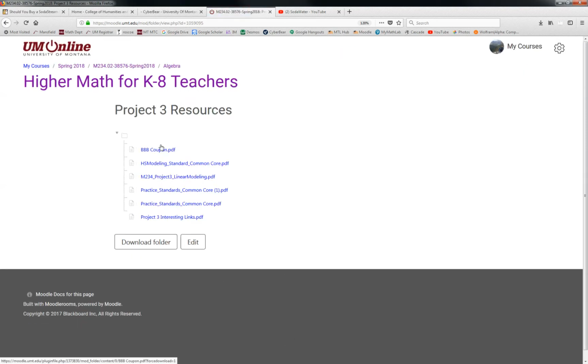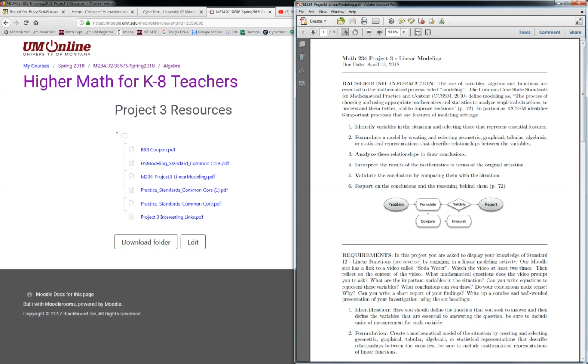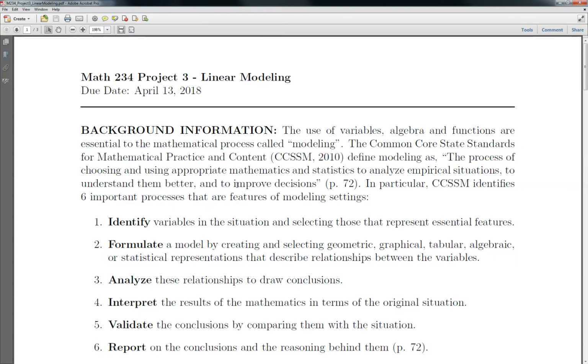So you'll see in the Project 3 resource folder a whole bunch of documents. What I want to make sure you understand is that each of these documents has something to do with the project, but the project statement is the 234 Project 3 linear modeling. Instead of watching it download, I've already got it downloaded, and we'll go ahead and take a look at it now. Here's what the project statement looks like.